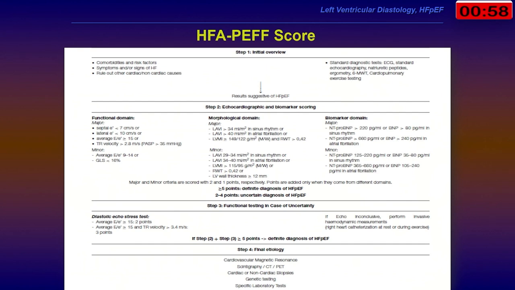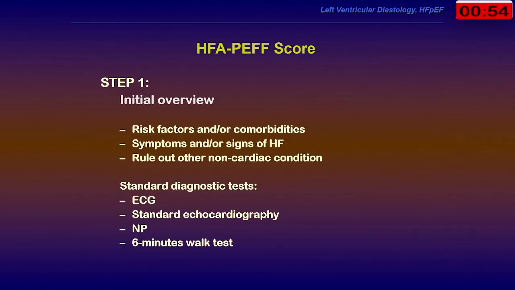This is a very busy slide, so I divided it into different parts. You have 4 steps to reach your diagnosis of HFpEF. Step 1 is the initial overview we all meet in our clinical practice. First of all, you should take a history about the risk factors and comorbidities of your patient. This increases the chance that your patient has HFpEF. Of course, you must have symptoms and signs of heart failure. If you don't have this, don't proceed.